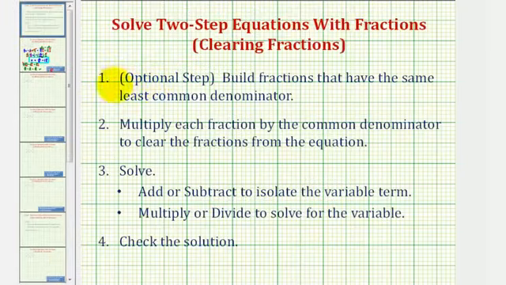The first step is actually optional, but we're going to build fractions that have the same least common denominator. And then step 2, we'll multiply each fraction by the common denominator to clear the fractions from the equation. Then we'll solve the resulting equation that will not contain fractions by adding or subtracting to isolate the variable term. Then multiply or divide to solve for the variable. As a last step, we'll check our solution.